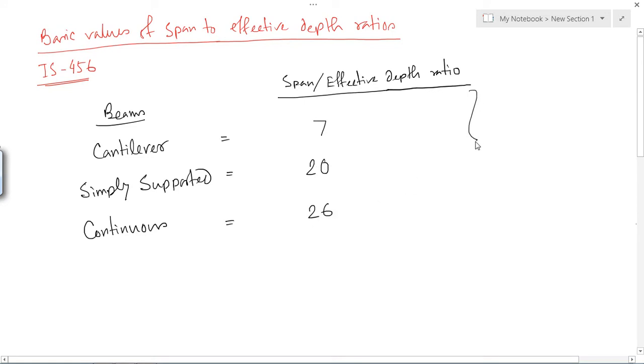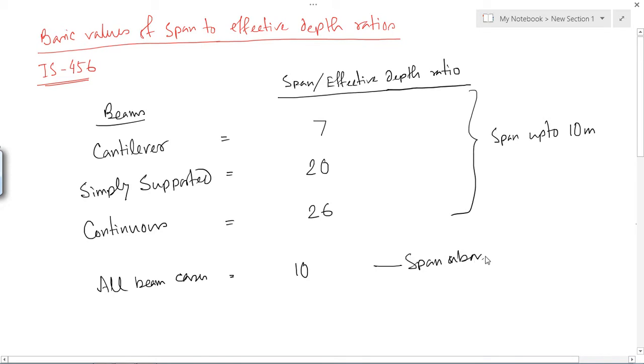And all these cases are for span up to 10 meter, not greater than 10 meter. Okay. And for all beam cases, the span to effective depth ratio is 10 for span above 10 meter. Okay.